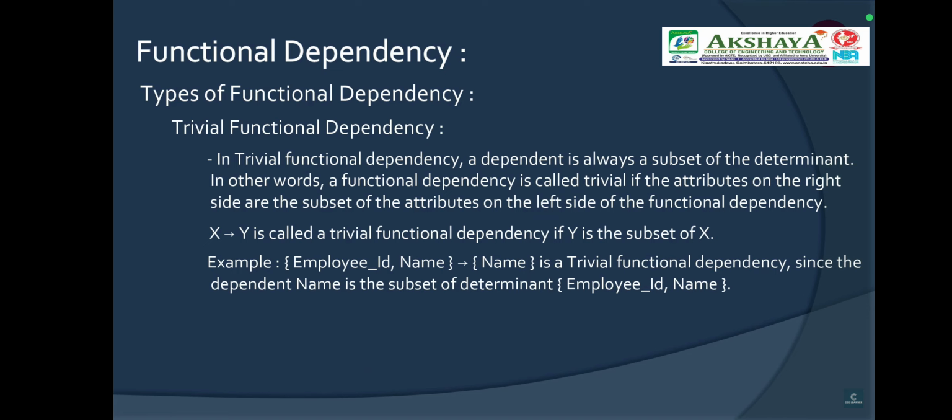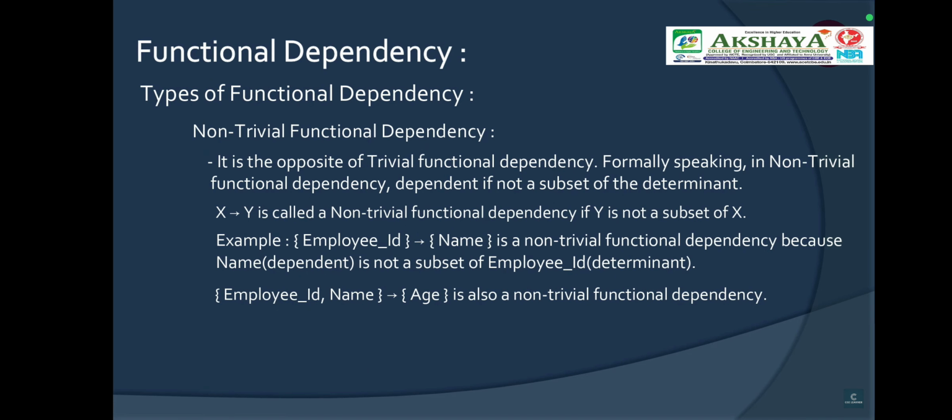Trivial functional dependency. In trivial functional dependencies, the dependent is always a subset of the determinant. In other words, a functional dependency is called trivial if the attribute on the right side is a subset of the attributes on the left side of the functional dependency. X → Y is called a trivial functional dependency if Y is a subset of X. Example, employee ID, name → name is a trivial functional dependency, since the dependent name is a subset of the determinant employee ID and name.